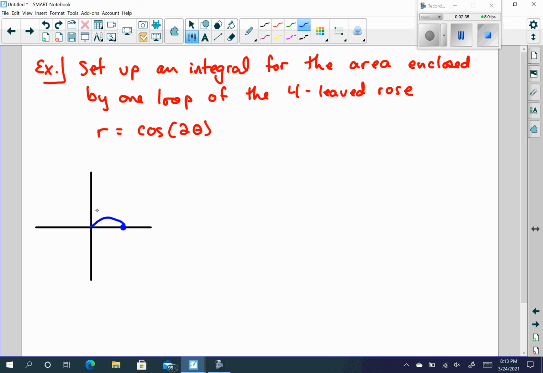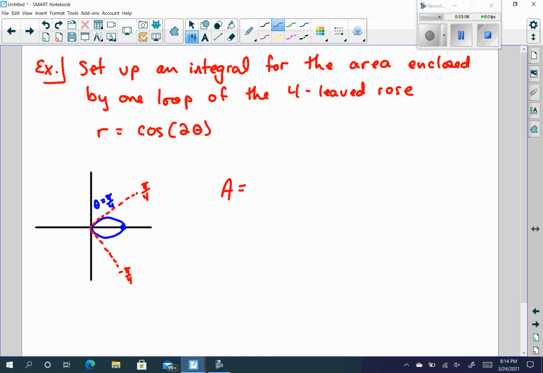And this happened at theta is equal to pi over 4. We were back to the pole. And eventually we made our way over to here too. So looking at this, if we were to travel this way, we would get negative pi over 4. And then up here that would end at pi over 4. So this is going to be the limits of integration. We're kind of sweeping this area as theta goes from negative pi over 4 to pi over 4.